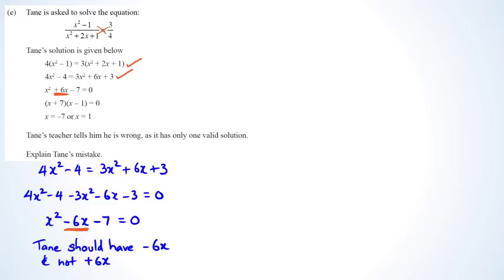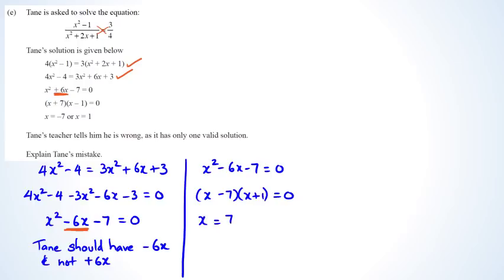So now we go about fixing his mistake. We've got x squared minus 6x minus 7 equals 0. So we're going to factorize this, and we're going to get x minus 7 and x plus 1 equals 0. When we solve this, we get 2 values. We're going to get x equals 7 and x equals minus 1. But the problem is the teacher actually says that it only has one valid solution. So what we need to do is substitute 7 and negative 1 back into the equation to see whether they work out or not.